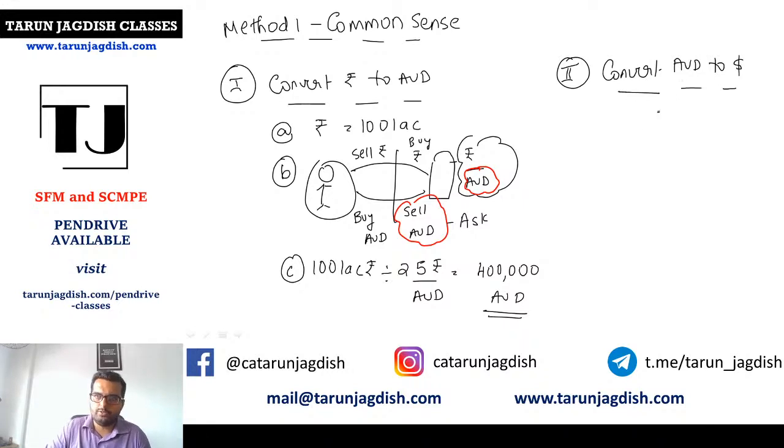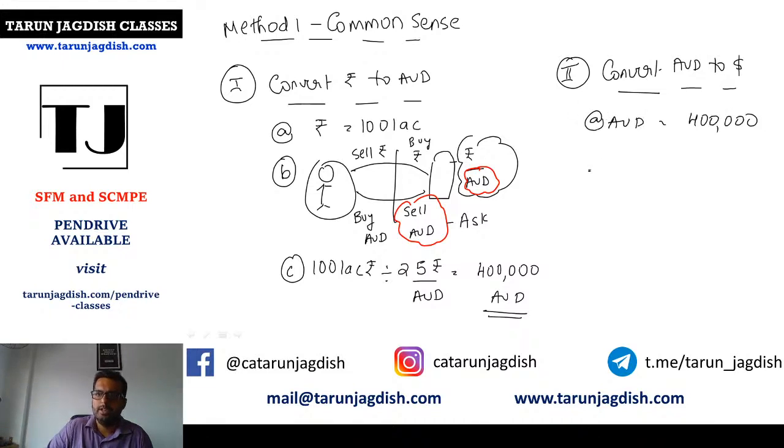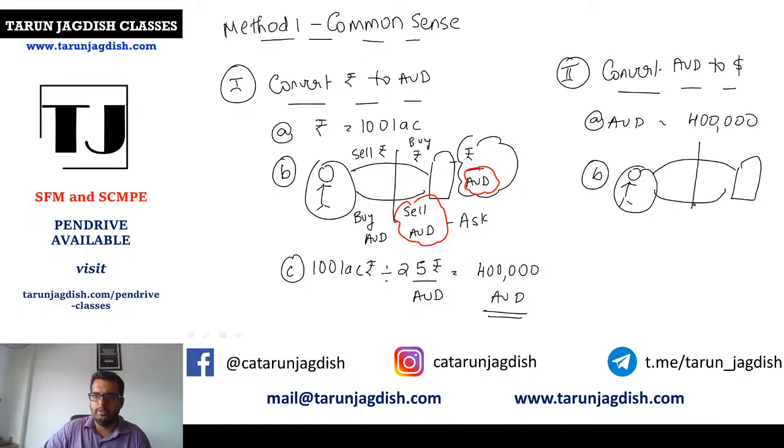Okay. For doing so, now I am having how many AUD with me? I am having 4 lakh AUD with me. Just like it was asked earlier, now also it will be an ask. I will just draw and show you. So now what I will do is I will sell AUD and I will buy dollar. The bank will sell dollar and the bank will buy AUD.